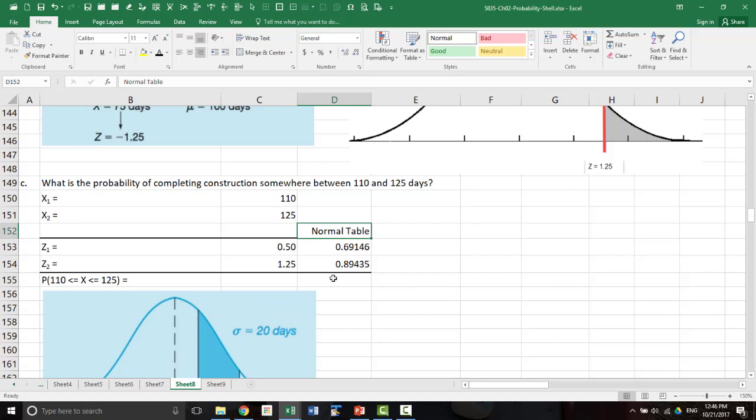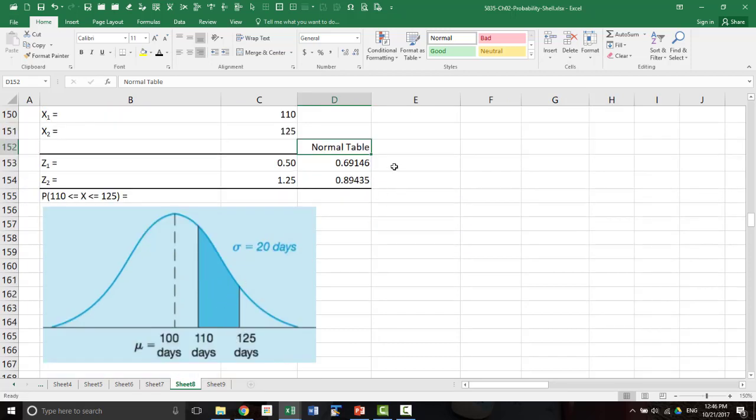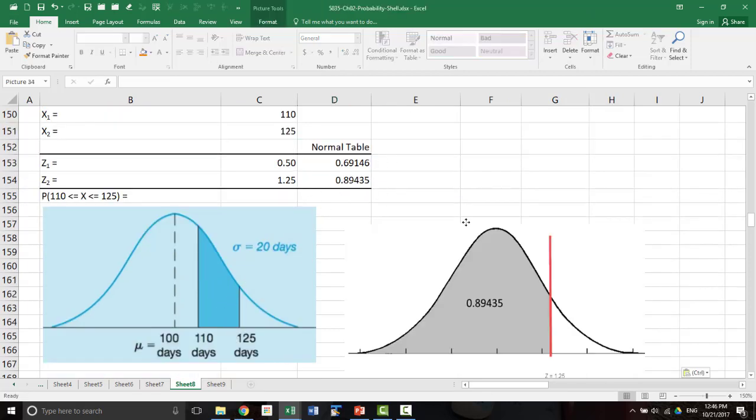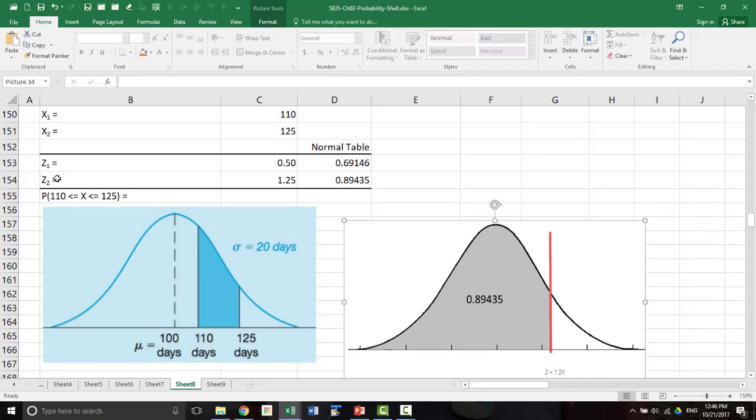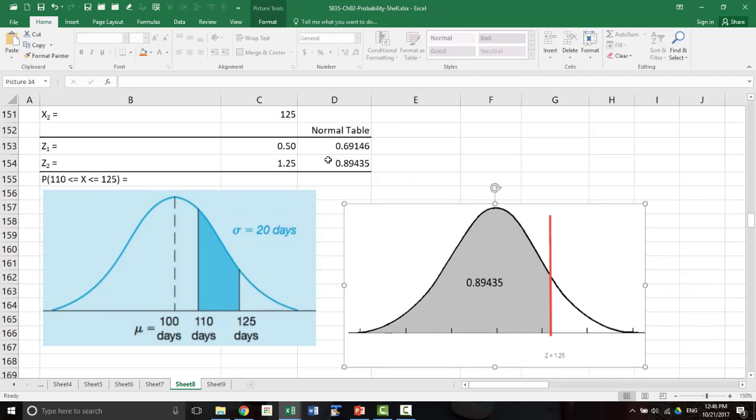So what are these two table values? How do we then find this probability? Okay, for z sub 2, 1.25, the probability that we got from the normal table is all of that. That includes that as well as this. That's what the table gives us. So we have to take the table values and do some adjustments to get what we want.